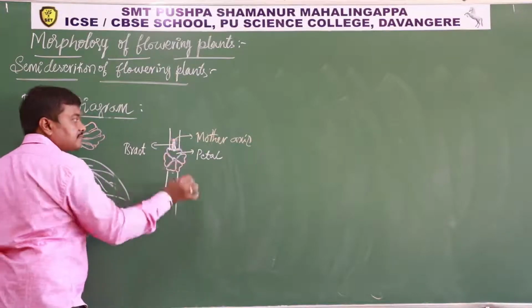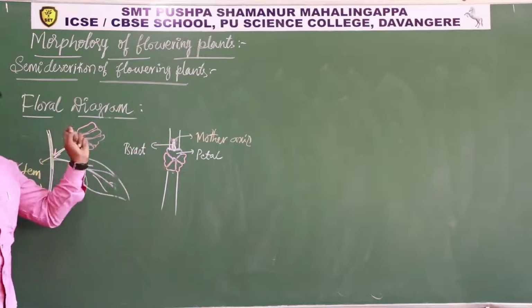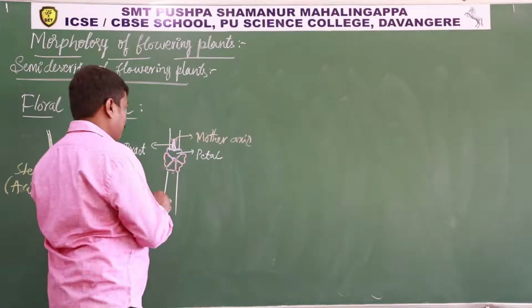If the flower is like this, that is called actinomorphic. Okay, so let me write one more flower.